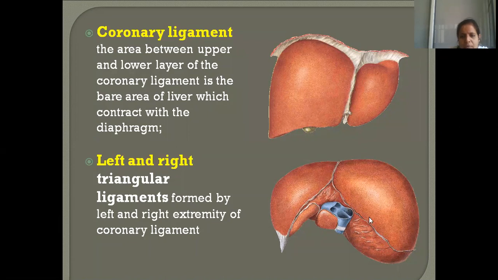So coronary ligament is lying between the upper and lower. This is the upper layer of coronary ligament. This is the lower layer of coronary ligament, in which you have this area where you do not have any peritoneal covering, which is called what? Bare area of the liver, which comes directly in contact with the diaphragm. So what are these edges of coronary ligament called? Margins. Triangular ligament. Right side you call it right triangular, and left margin you call it left triangular ligament.